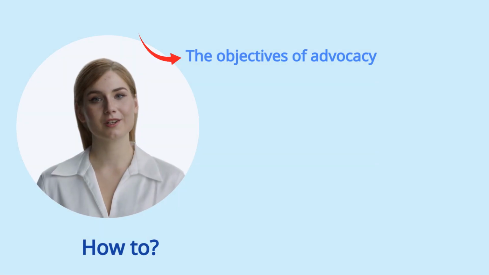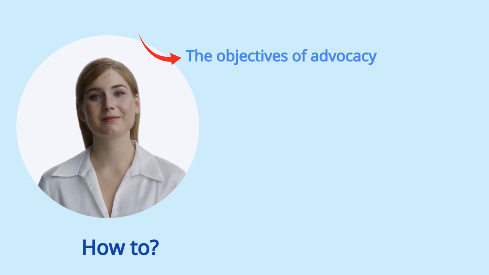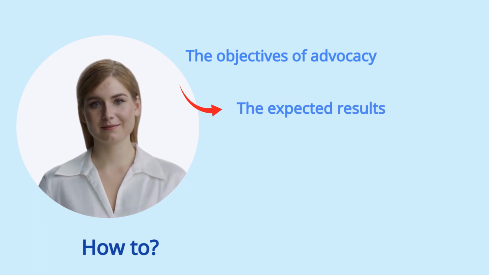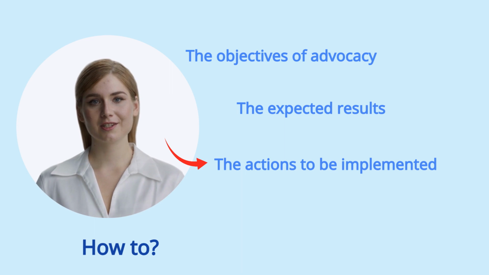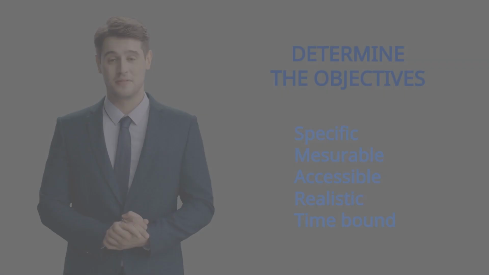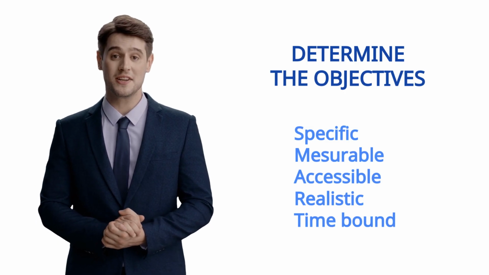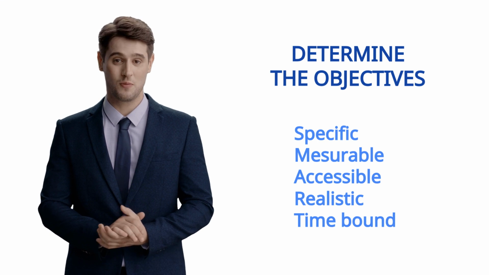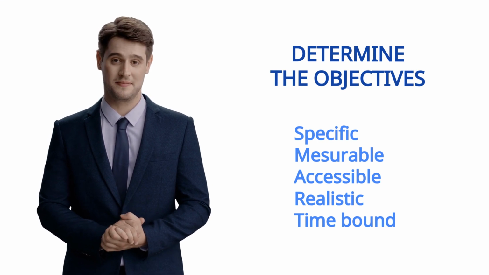To resolve the how-to question, we must first determine the objectives of our advocacy activity, define the expected results, identify actions or activities to be implemented, and set up the intervention method. The objectives must be SMART, meaning specific, measurable, accessible, realistic, and time-bound.